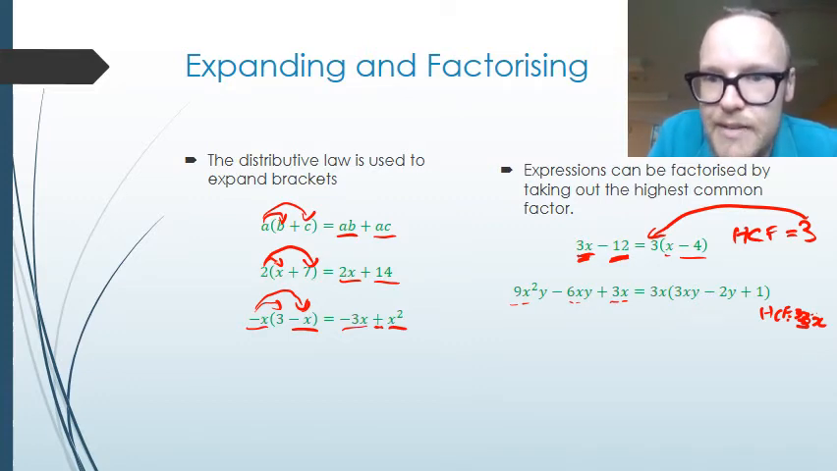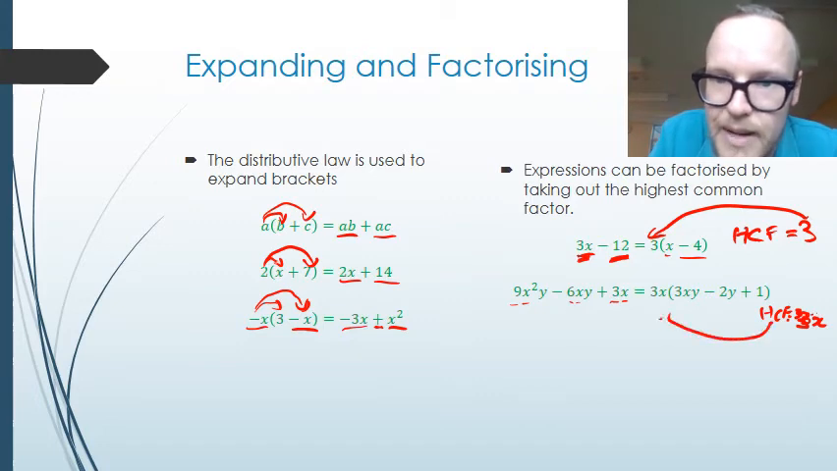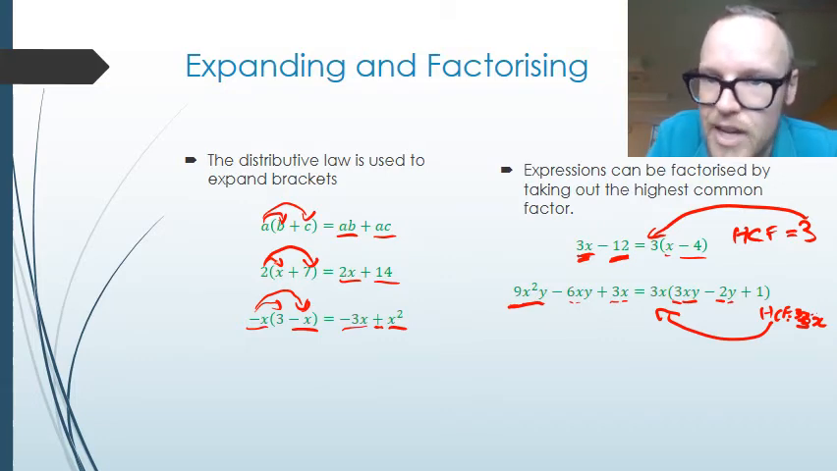So what we need to do then is take the highest common factor and put it outside the brackets like we have done here, and then divide each term by 3x. So we have 9x squared y divided by 3x, and the 9 divided by 3 we're left with 3. x squared y divided by x, we're just left with xy. Minus 6xy, the 6 divided by 3 is 2, and the xy divided by x, we're just left with the y. The x's have cancelled, and then 3x divided by 3x is just going to be left with 1. So that's going to be our terms that are then inside the brackets.